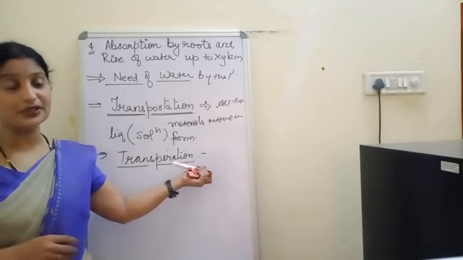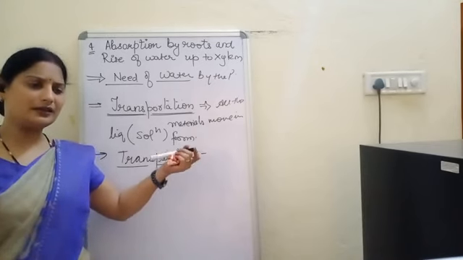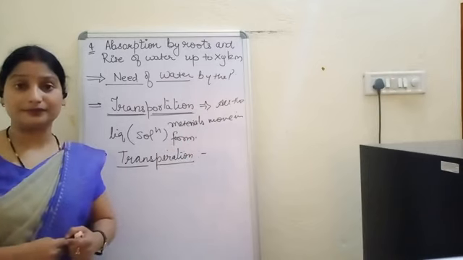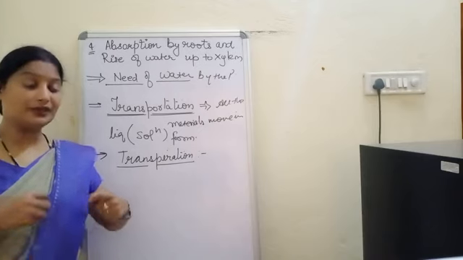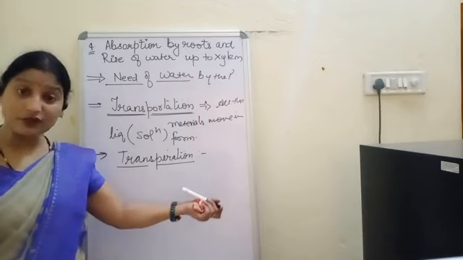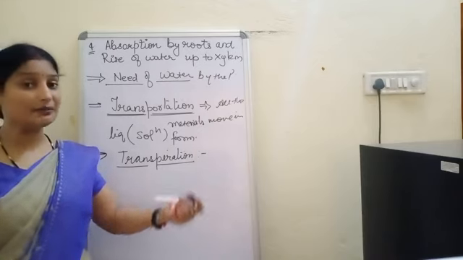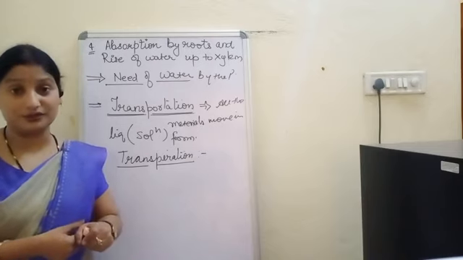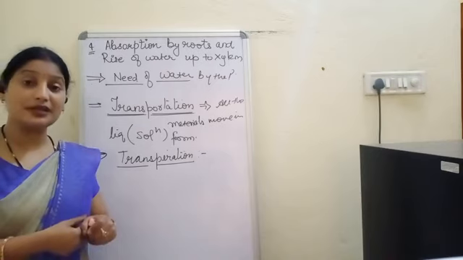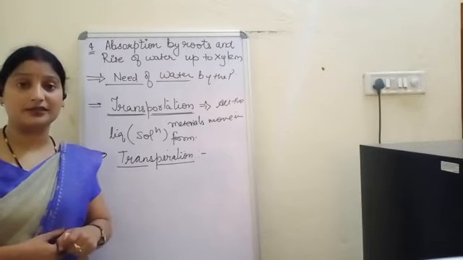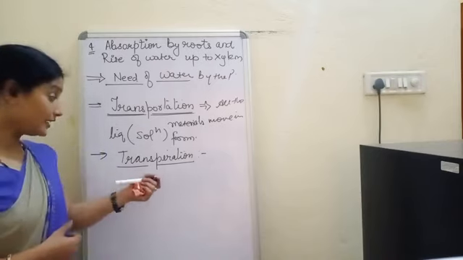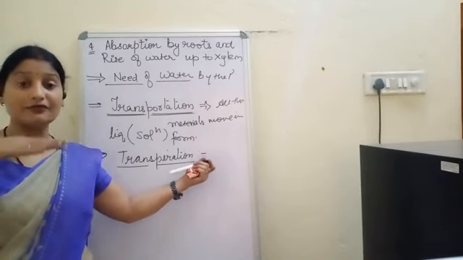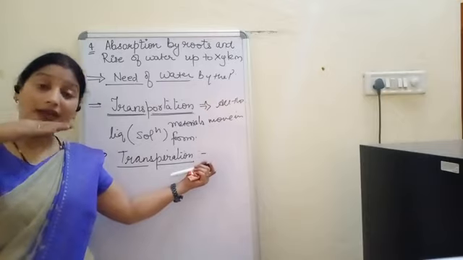Now what happens? Suppose the plant has absorbed a maximum amount of water. Clear? And if the water is not lost from the plant, then ultimately the plant will be left with an excess amount of water. And this may lead to the death of the plant. Clear? And that's why transpiration is important, so that the water level may remain balanced in the plant.